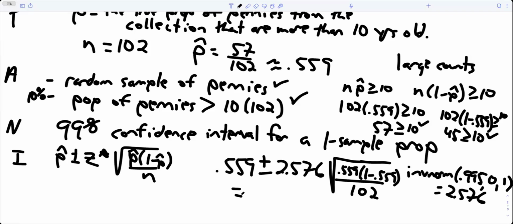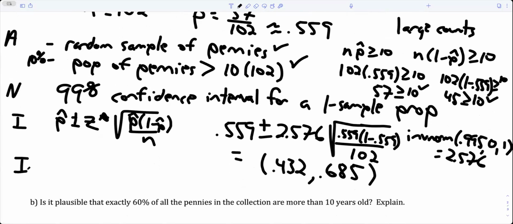And someone want to help me out there? Interval, it's the lower bound. What was the upper bound? 0.685. Something like that. Okay, that's what I got.